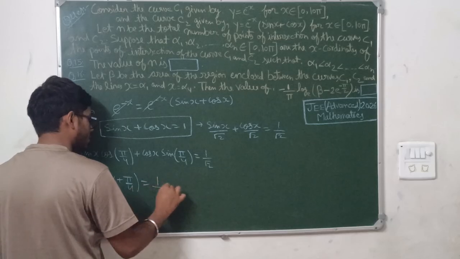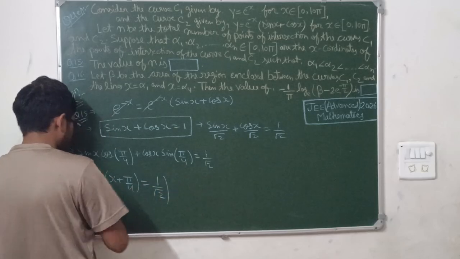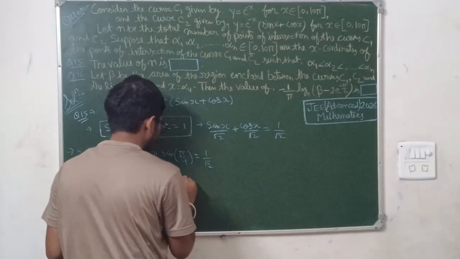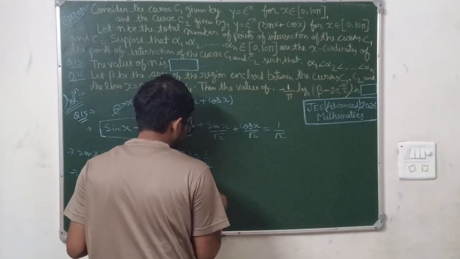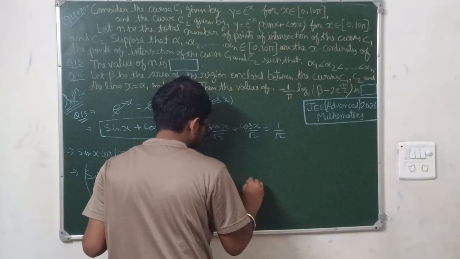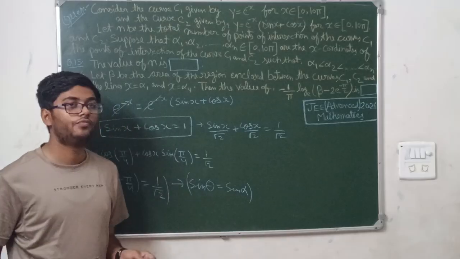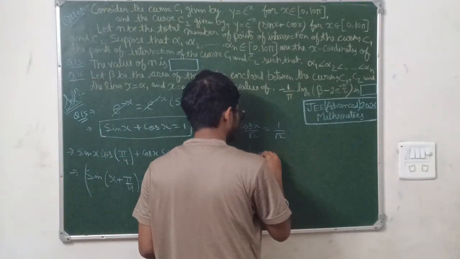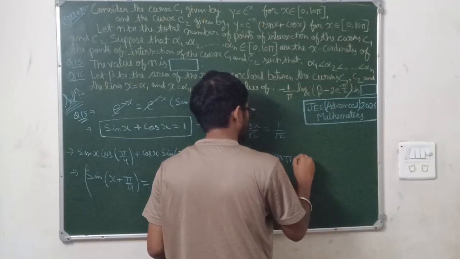And this is equal to 1 by root 2. Now this equation becomes like you have to find the general solution of sin theta is equal to sin alpha. Now this thing you have to learn. What is the general solution of this equation? It is nothing but theta is equal to n pi plus minus.